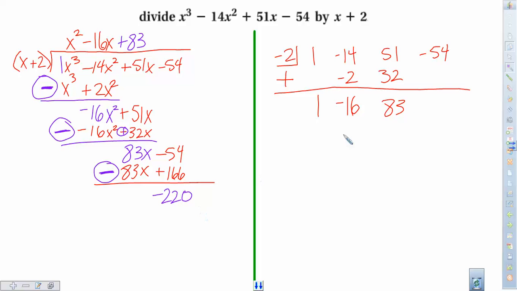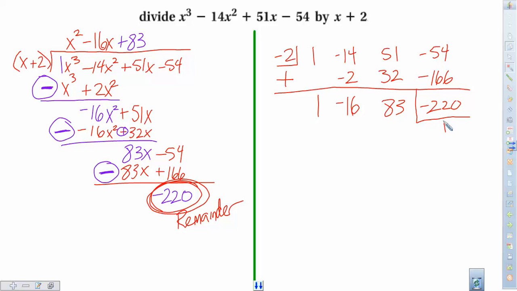Okay? Back over to synthetic division. We just brought an 83 down. Let's multiply it by a negative 2. Wouldn't that make negative 166? Let's add those up. We get negative 220. Okay? See that negative 220 that's right here? Wouldn't that be your remainder? Which would say that x plus 2, you're not a factor of this polynomial. So when you do synthetic division, you're going to put another little half box around that last number there. And that number there is your remainder.